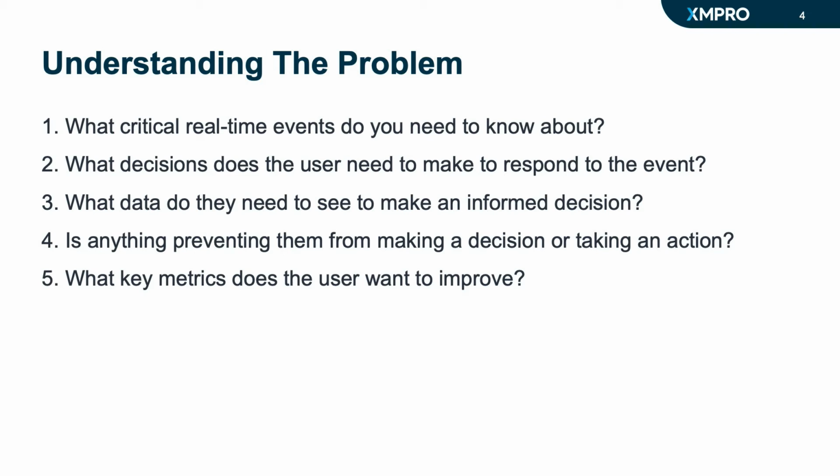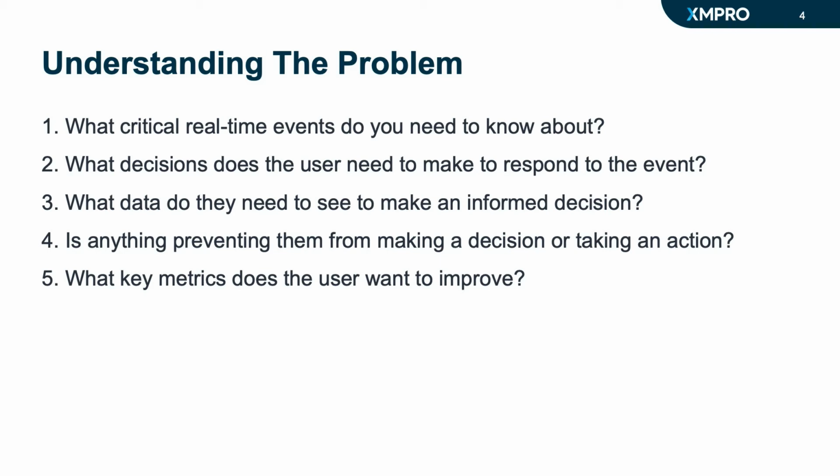Thirdly, what data would the user need to see to make an informed decision? In this example, you want real-time sensor data from the pump, but you might also want to see the list of scheduled work orders or the work order history.